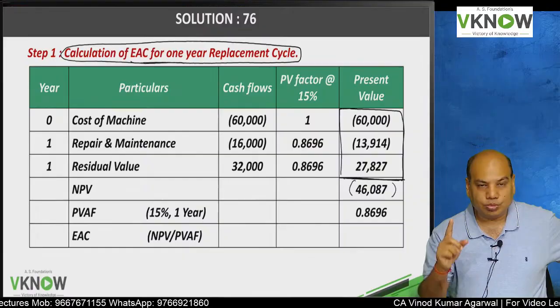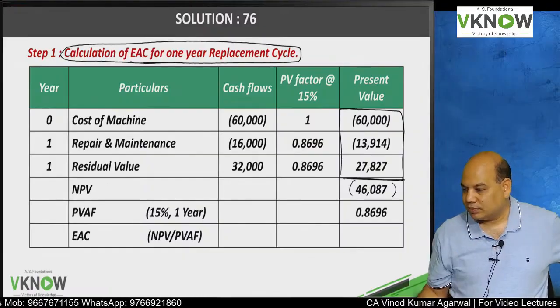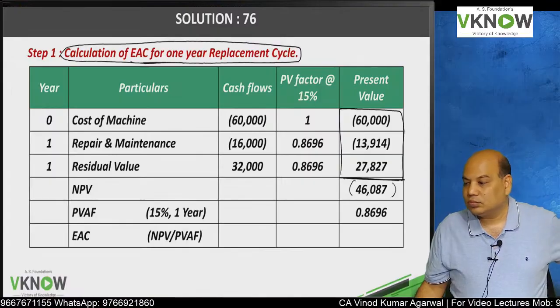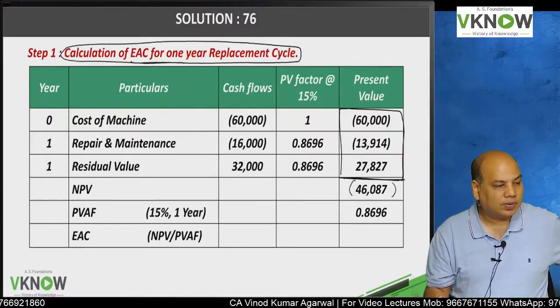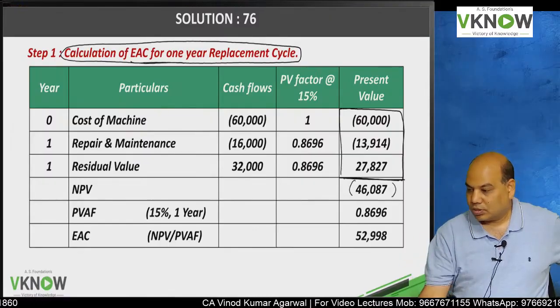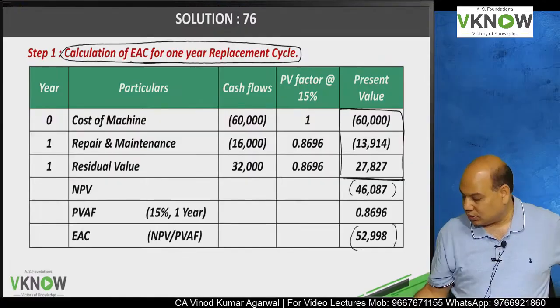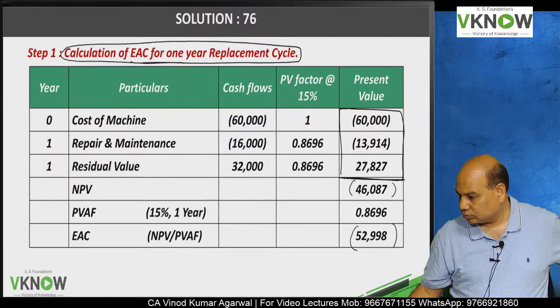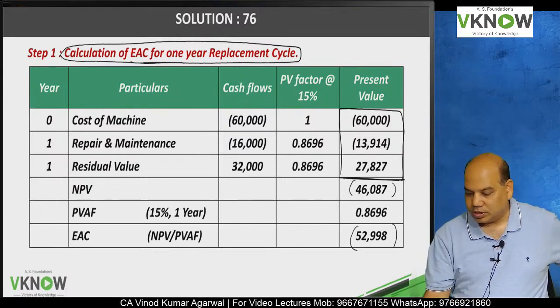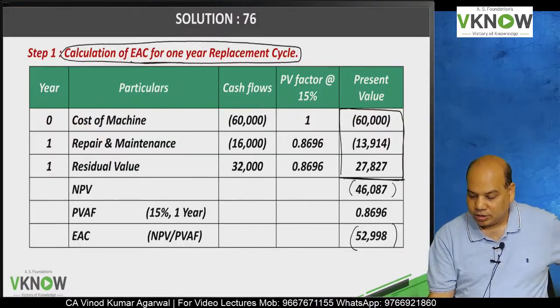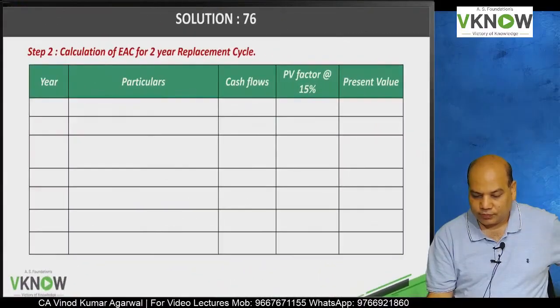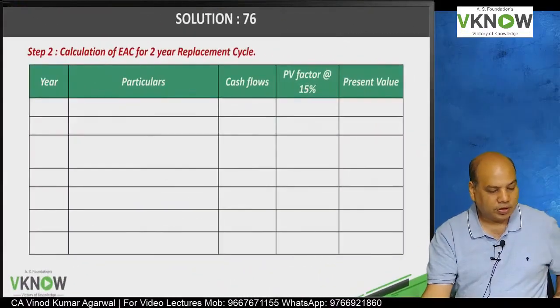So now you please reply what will be EAC. You will reply, then only I'll move ahead. EAC, come on, fast. 46,087 divided by 0.8696. Yes, come on, reply fast. 52,998. Very good answer. Sometimes you people are amazing. Very good, 52,998. In bracket write it down because it's an outflow.